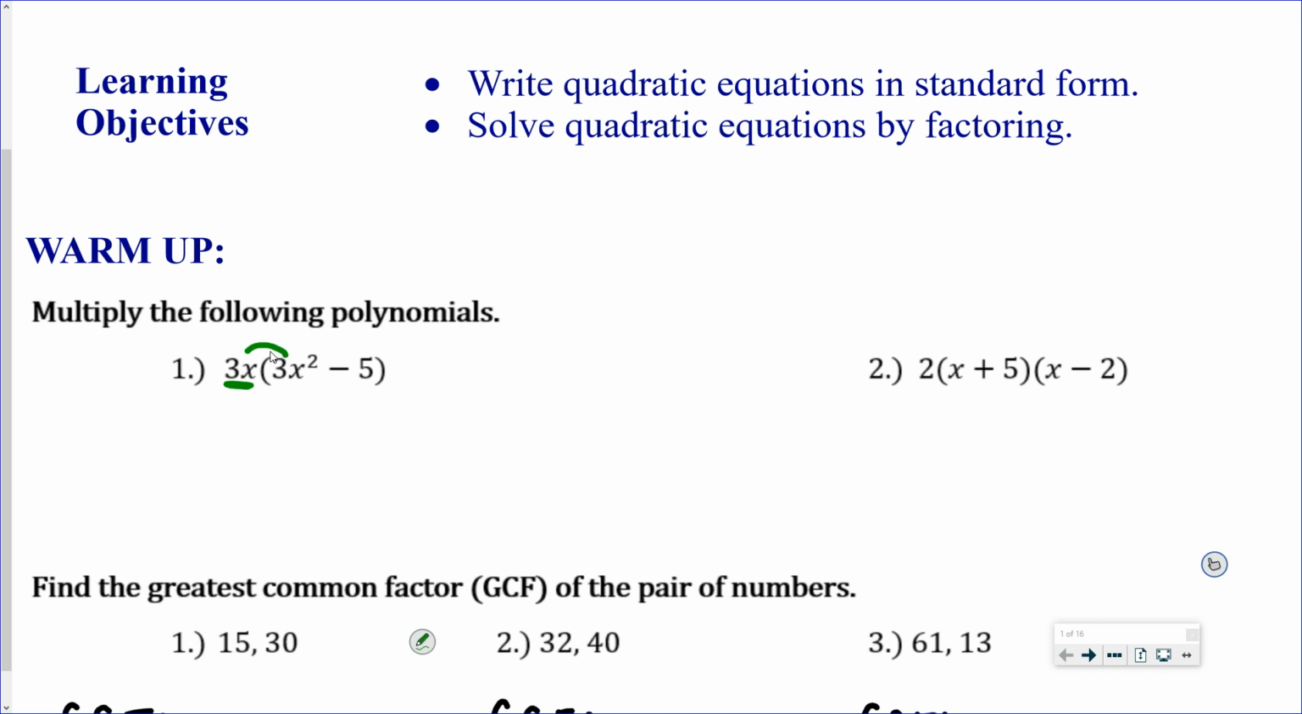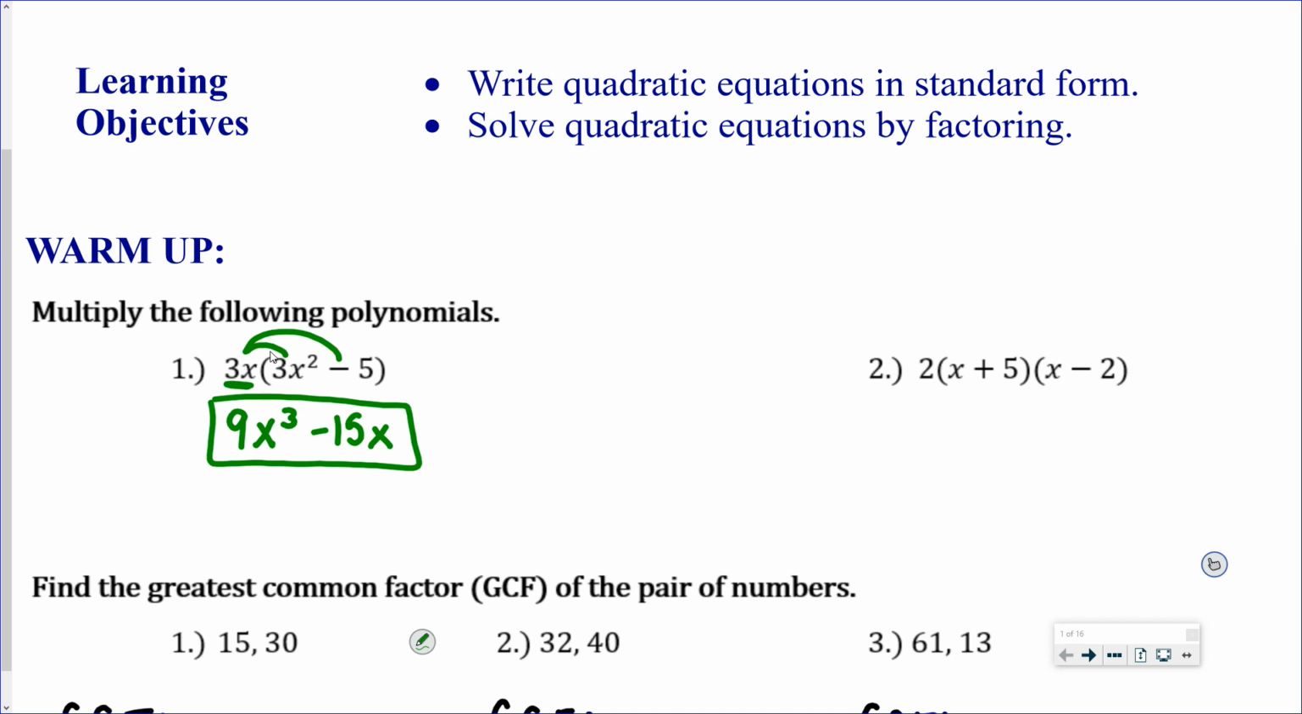Now, 3x times 3x squared, you do 3 times 3 is 9, and you add the powers and it becomes x to the third. Okay, hopefully we're good with that. And then when I distribute the 3x to the negative 5, I do 3 times negative 5 is negative 15x. Okay, hopefully that one was pretty easy for us. It's a classic Algebra 1 problem.